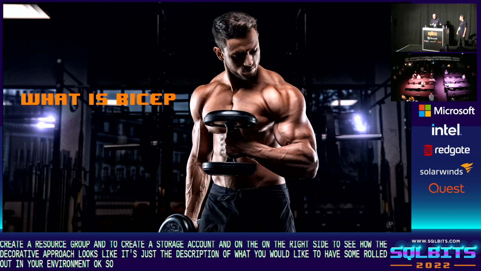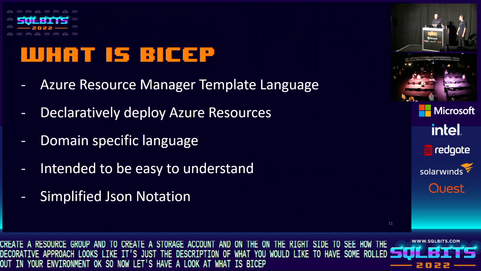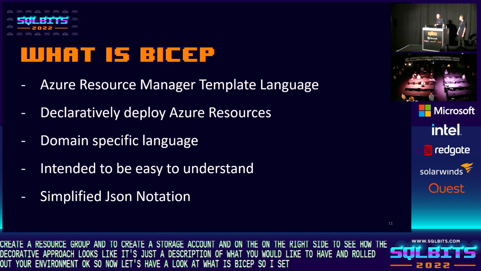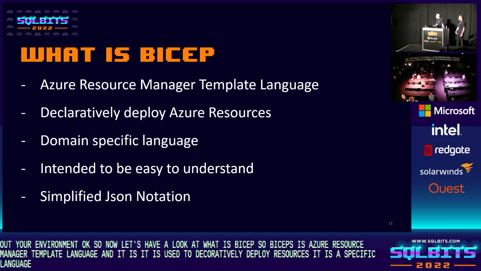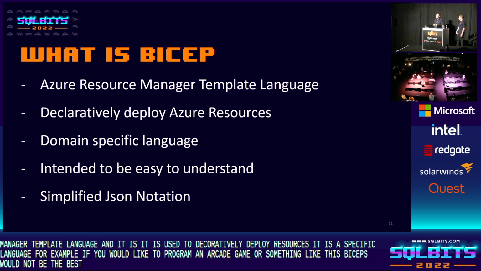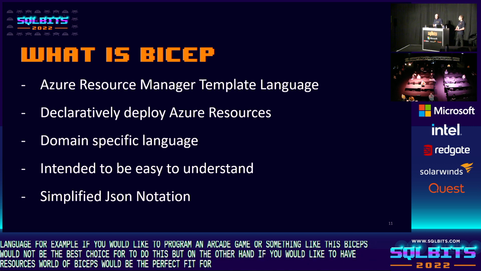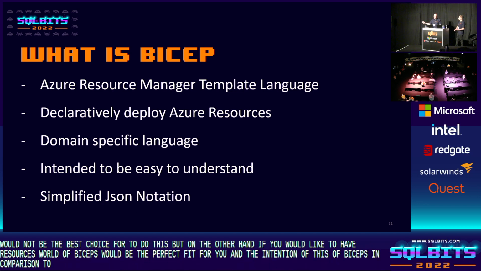Okay, so now let's have a look at what Bicep is. Bicep is an Azure Resource Manager template language, and it is used to declaratively deploy Azure resources. It is a domain-specific language. For example, if you would like to program an arcade game, Bicep would not be the best choice. But on the other hand, if you would like to have Azure resources rolled out, Bicep would be the perfect fit for you. And the intention of Bicep, in comparison to JSON, because the concept of Bicep is not new.